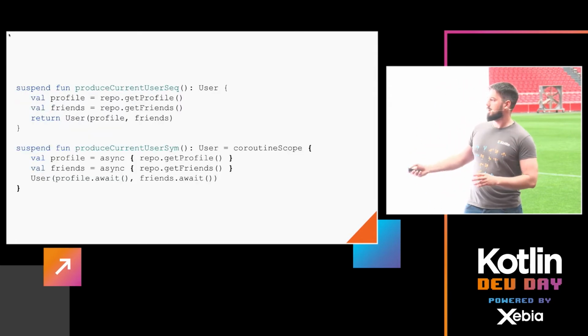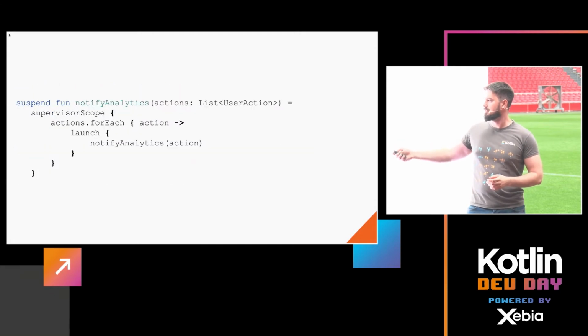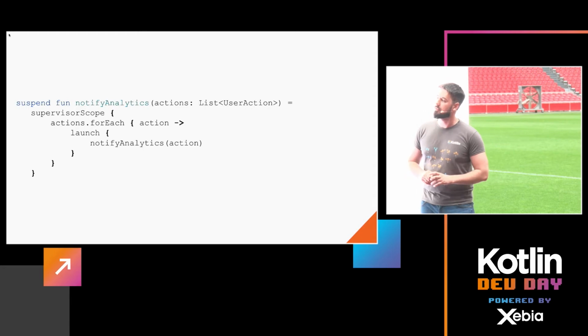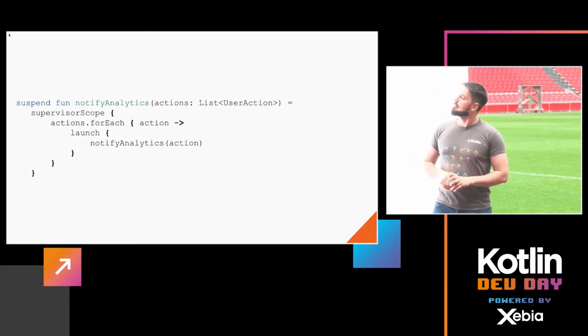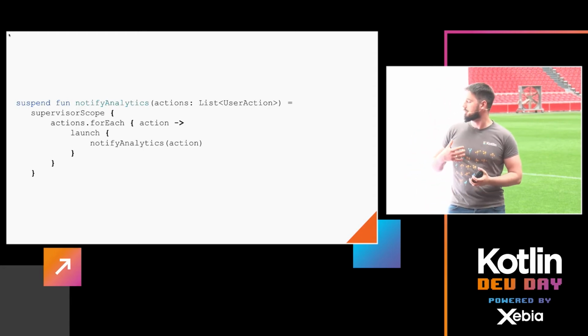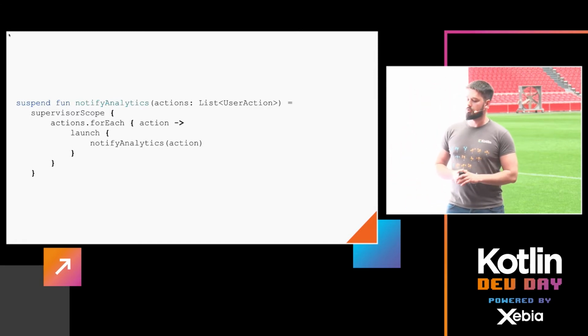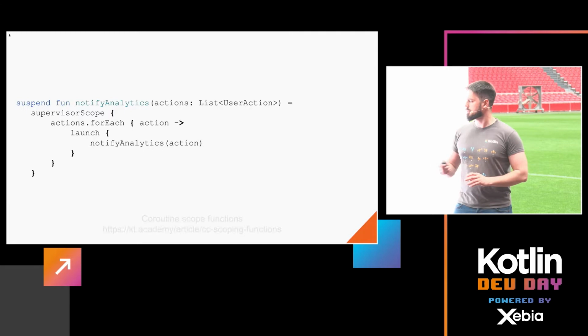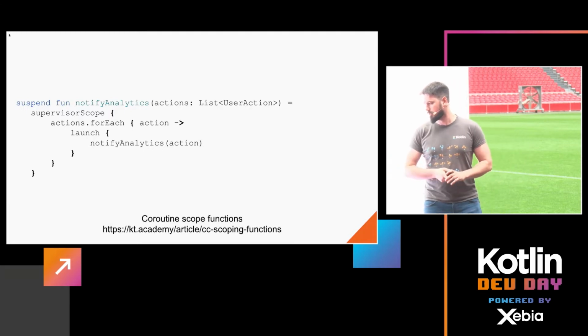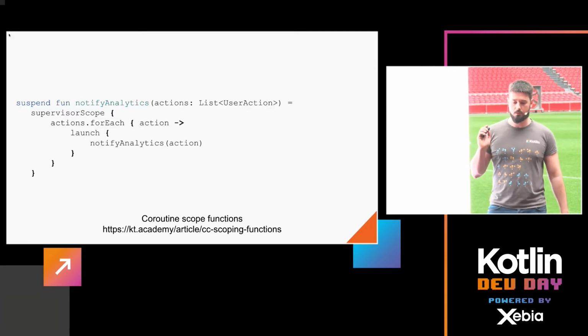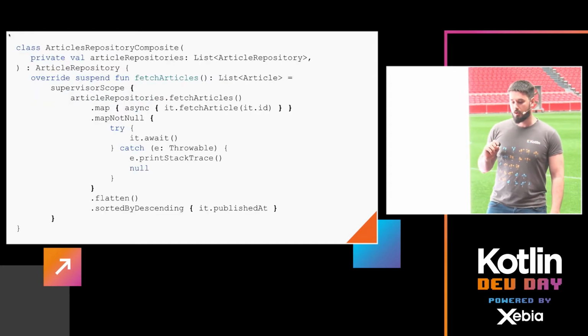The difference between this and this is small, and people often do not notice that, and then things are cancelled without their understanding why. So it's good to know what coroutineScope is, what supervisorScope is, and how cancellation works. More about that in the coroutine scope functions chapter, also published for free on KT Academy.